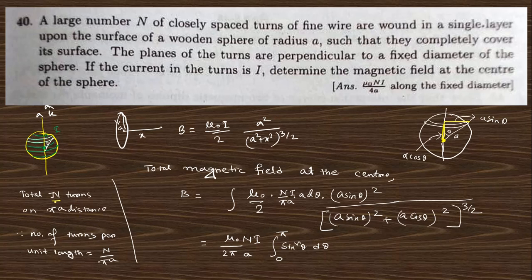You can see n number of turns are on a distance of pi a. This distance will be pi a on the surface; the total is 2 pi a, so divided by 2 you get pi a. So n turns over pi a means the number of turns per unit length will be n by pi a. So n by pi a into I into the area, which is a d theta. This portion's area will be a d theta, so this will be a d theta into nI by pi a.